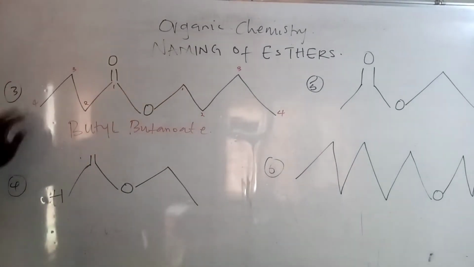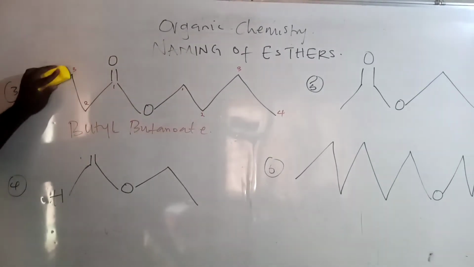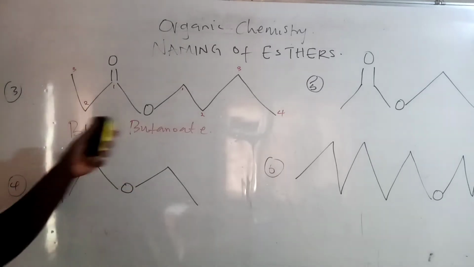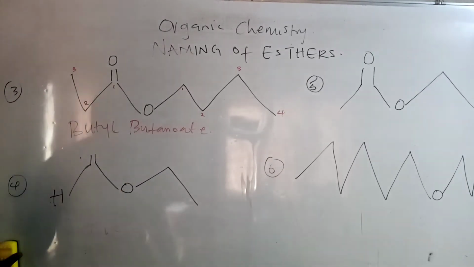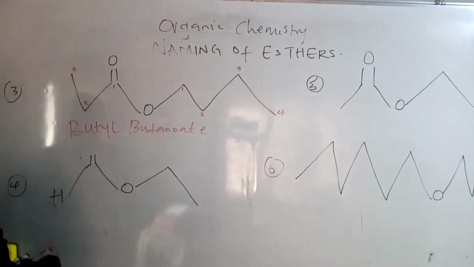Now what if I change this side right now? What would be the answer? Pause the video. This will still give you butyl, but this time it will now give you propanoate, right? Now, example number 4, there is an oxygen group here.